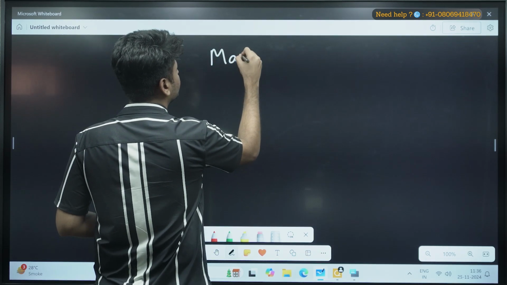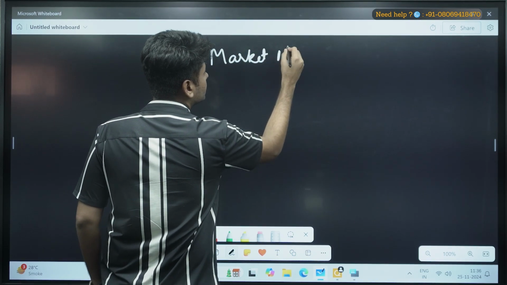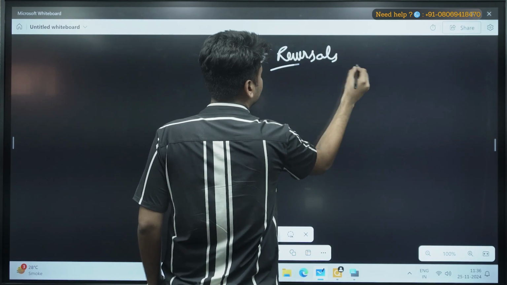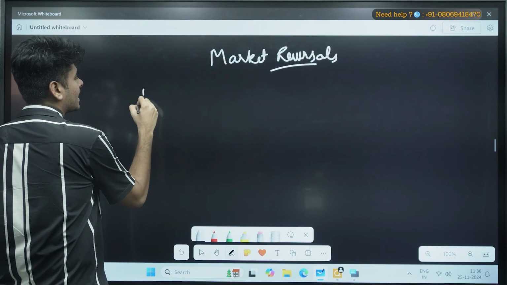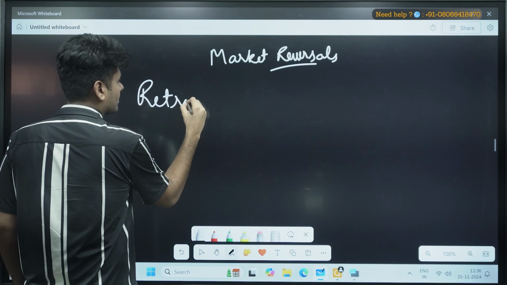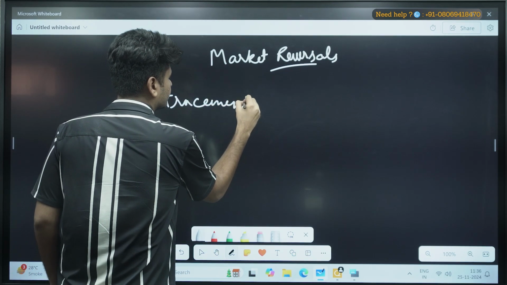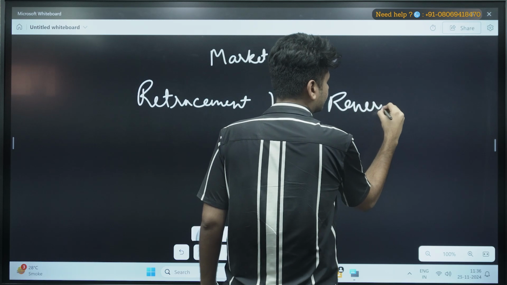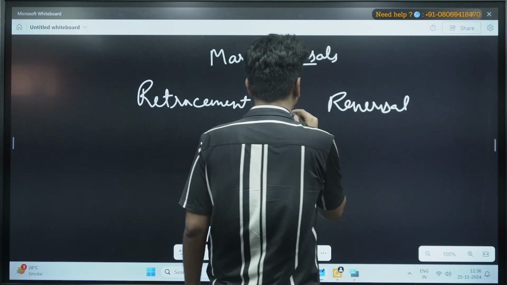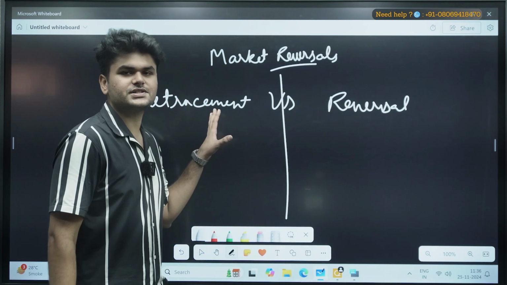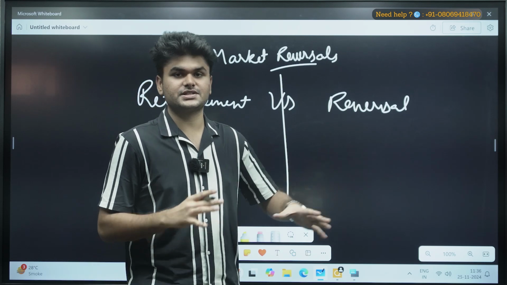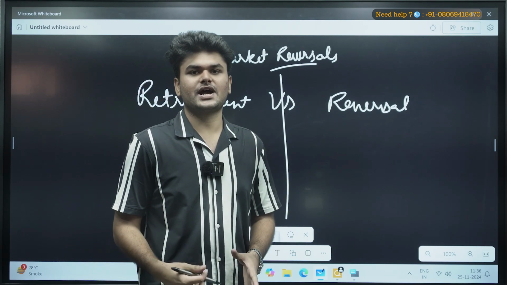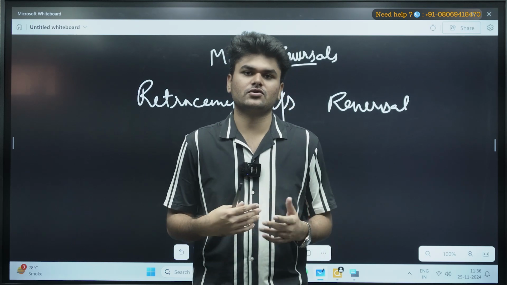Market reversals. The first important part is retracement versus reversal. It's very important for you to understand firstly what a retracement is and what a reversal is. How do we identify that it's a reversal? You need to identify that and then you can move on to the next point.